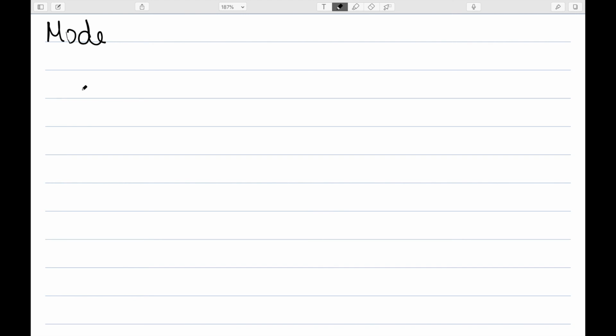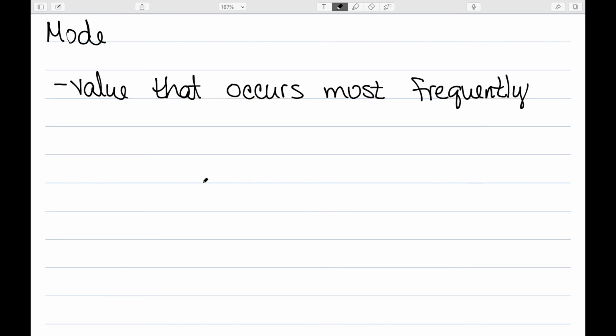Finally, I want to look at the mode. The mode is the value that occurs the most frequently. It might help to line up the data from smallest to largest, but this is not necessary. It is possible that a data set has no mode. It's also possible that it has more than one mode. So modes can be kind of tricky. It may not exist, and there may be multiple versions.